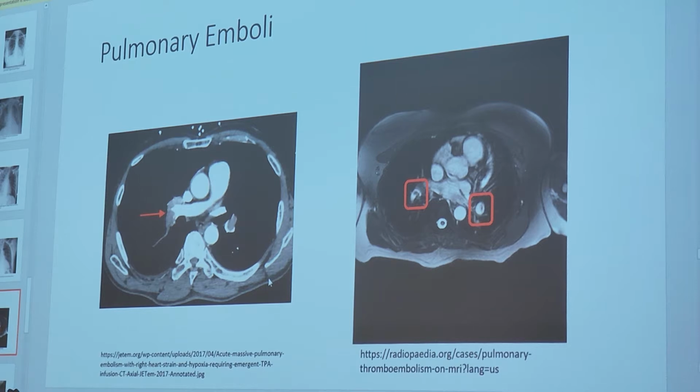Jay? Did you have something, Jay? I thought I saw your hand. I did, but then I thought better of it.